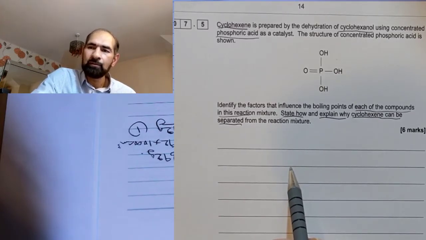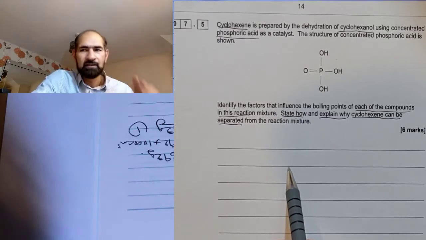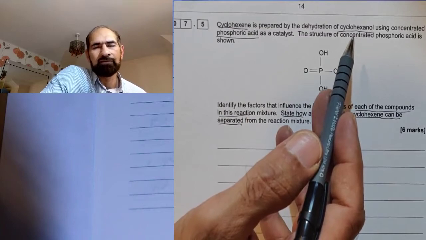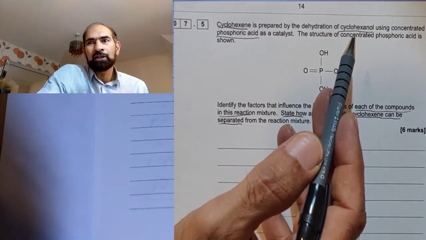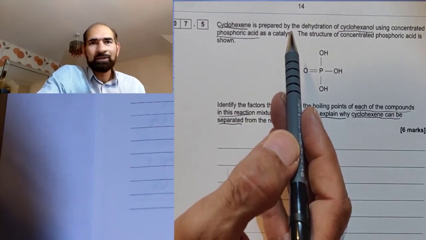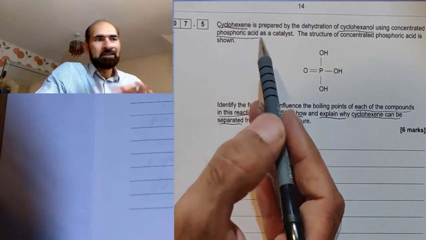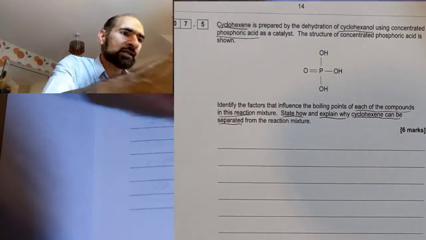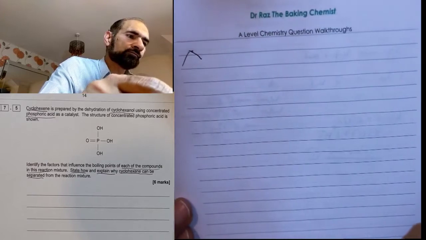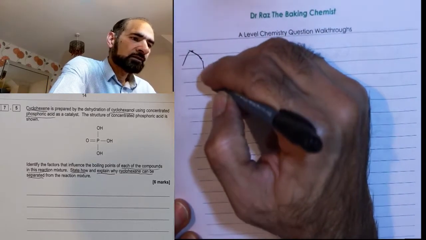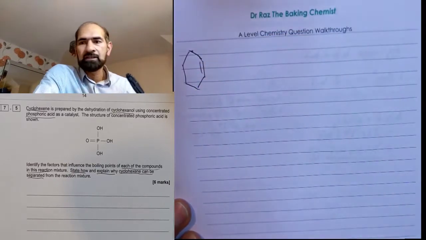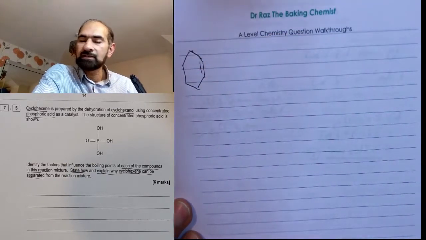Okay, now when I'm looking at this question, in my head I'm already visualizing the structure of these compounds. If you don't know what they look like, don't hesitate to draw them out. And they don't have to be neat drawings. So I'm thinking cyclohexene is like that. So it's like a benzene, but it's not. There you go, cyclohexene. It's prepared by the dehydration of cyclohexanol.